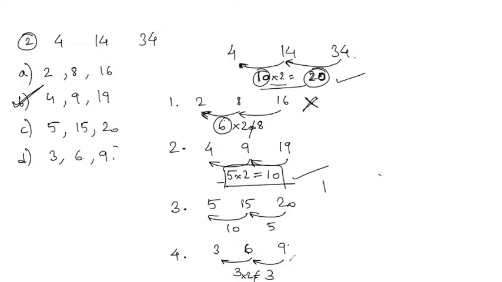Did everyone understand this rule? We find the first difference, 10, and the next difference, 20. What is the relation here? Into 2. So for each option, do the difference and check the relation. Doing into 2 should give us the next difference number. Here the first difference is 5, the second difference is 10. What is 5 into 2? 10. That's why option B is correct. Did everyone understand this? Yes, ma'am.